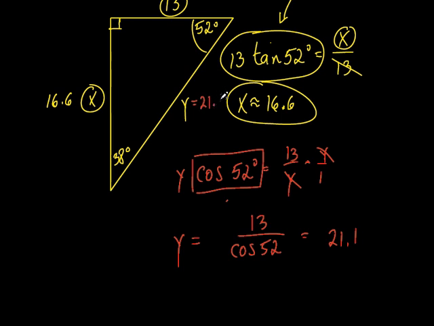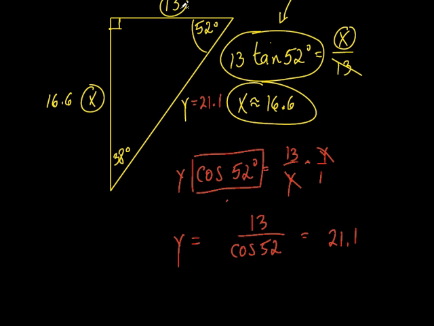Now, always look at your answers to see if they make sense. This is 13, this is 16.6, this is 21.1. Does it make sense that those numbers are where they are? Yeah, because 21.1 is the hypotenuse, and the hypotenuse always has to be the largest side, doesn't it? Does that make sense? And look at the angles. 52 is bigger than 38, so 16.6 is bigger than 13. There's a lot of little checks that you can do just to make sure you did it right.